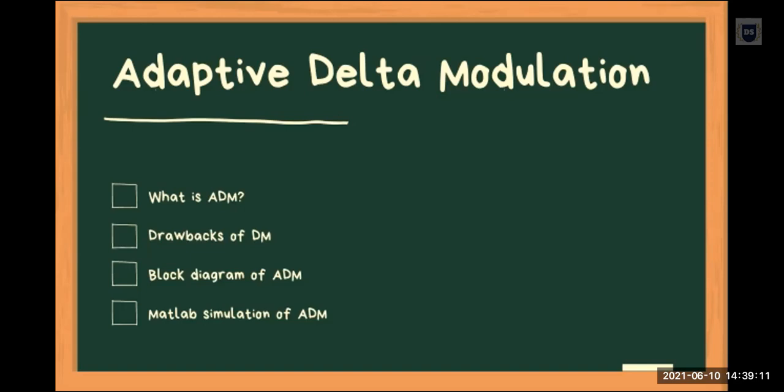That is, we'll start with its definition, what is delta modulation, followed by drawbacks of delta modulation. So this delta modulation is our previous scheme. Because this delta modulation had some drawbacks, we migrated from delta modulation to adaptive delta modulation by making very minute changes onto the same scheme.